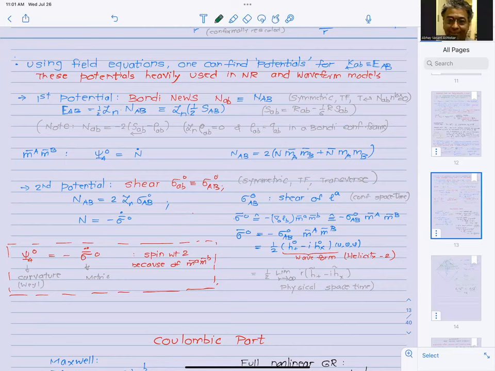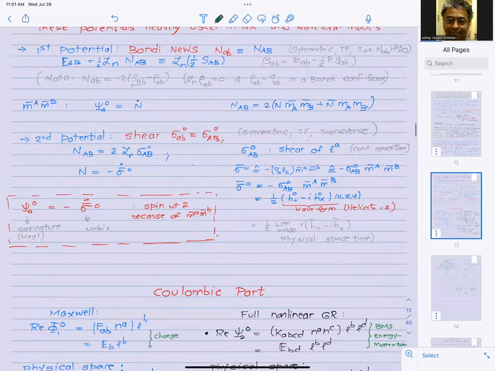I mean, psi 3 also has, they all have radiative content, right? Exactly, you are right. Psi 3 has information about news, and so it definitely has radiative content. So psi 3, psi 4, and even the imaginary part of psi 2, not the real part of psi 2, all of them have radiative content.